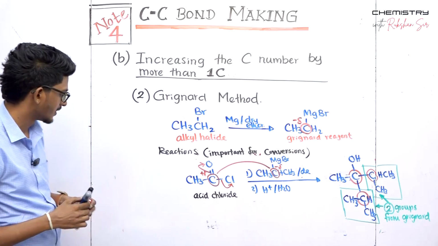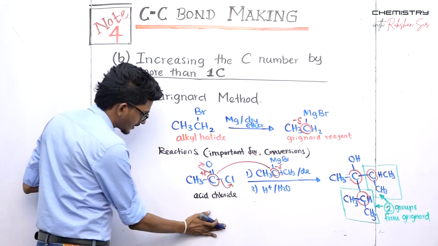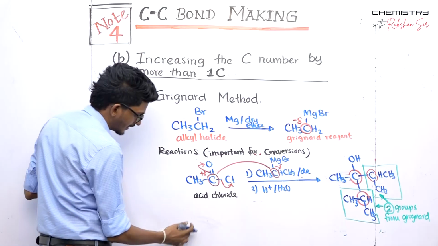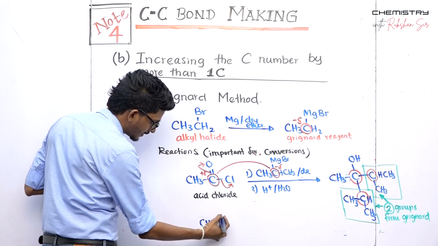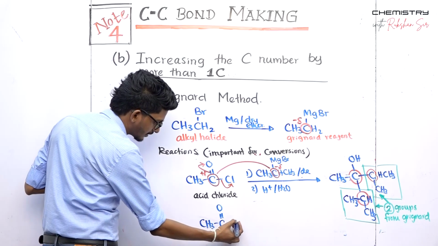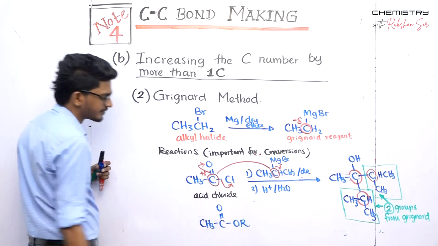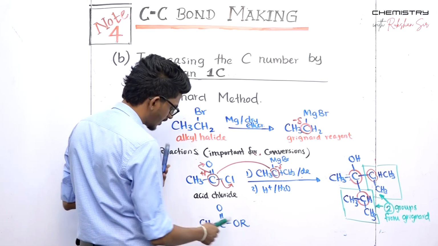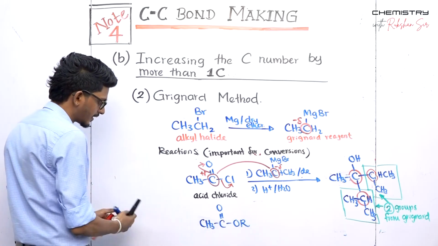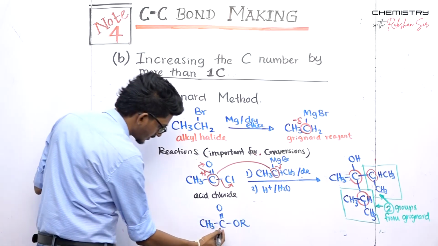What about the esters? Esters are doing the same thing as acid chlorides. Esters are like this. Any kind of CH3 group or any kind of R group could appear there, OR, esters.